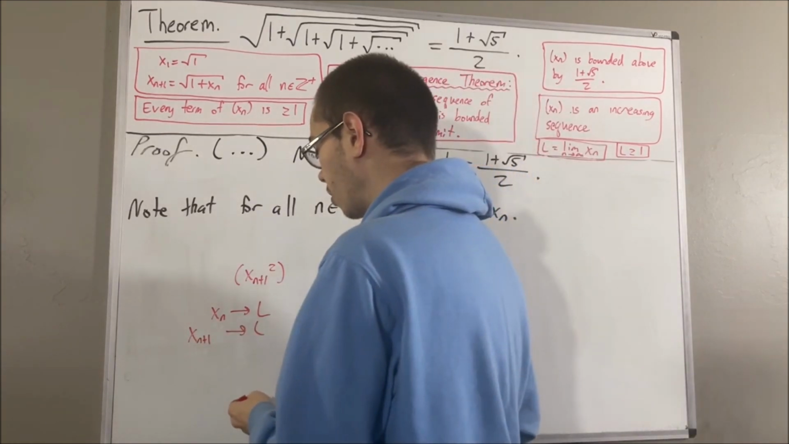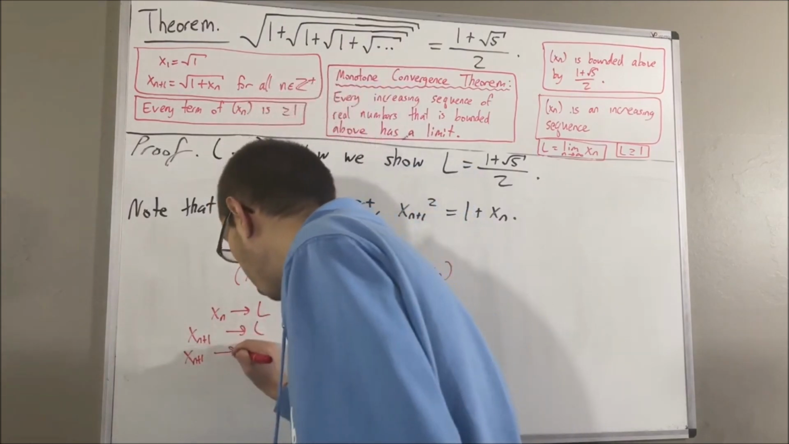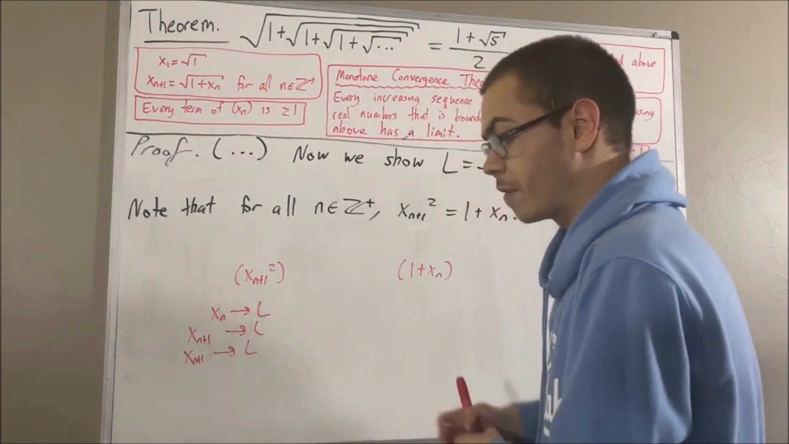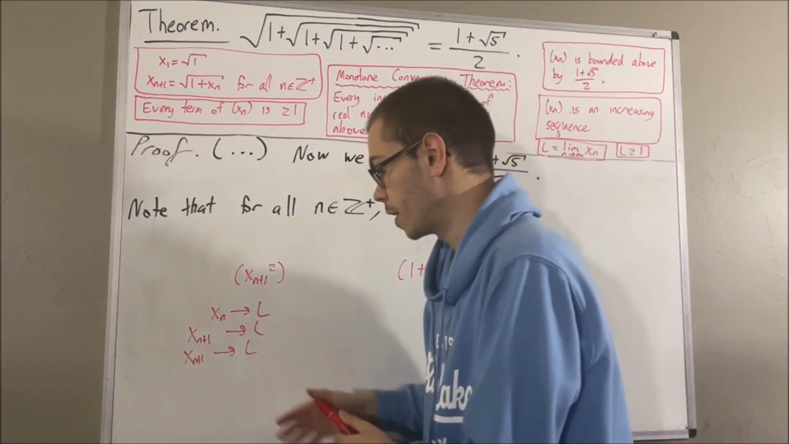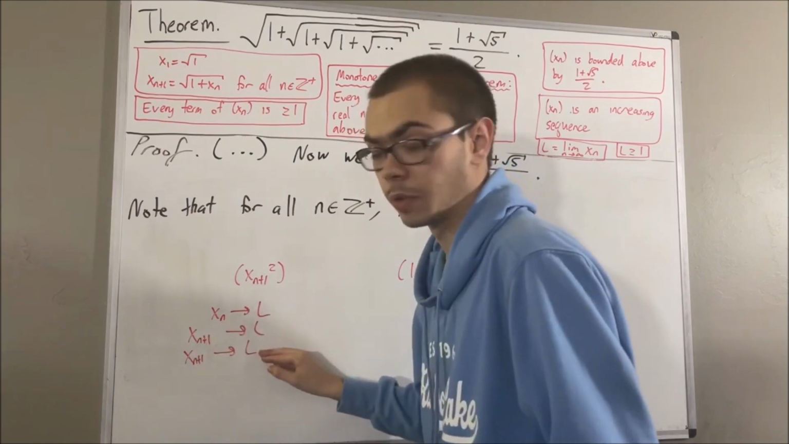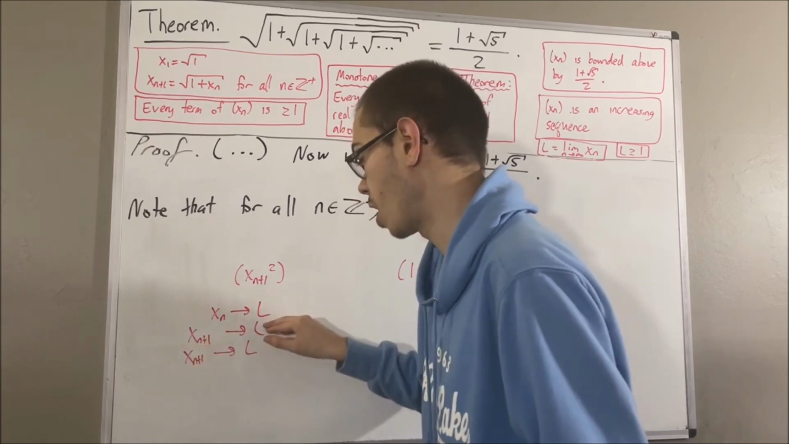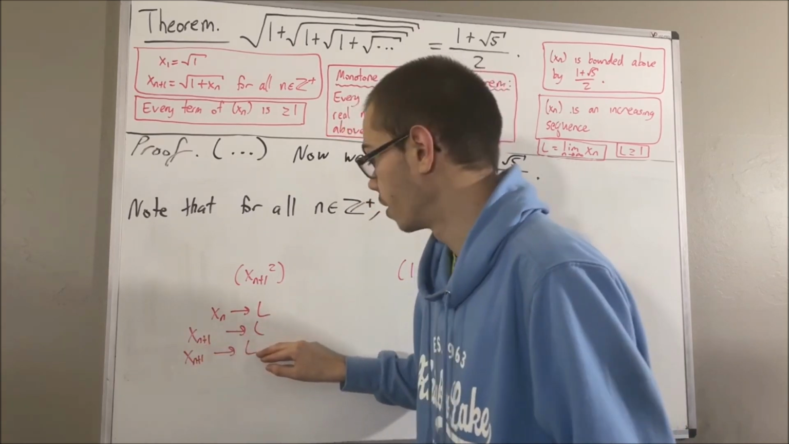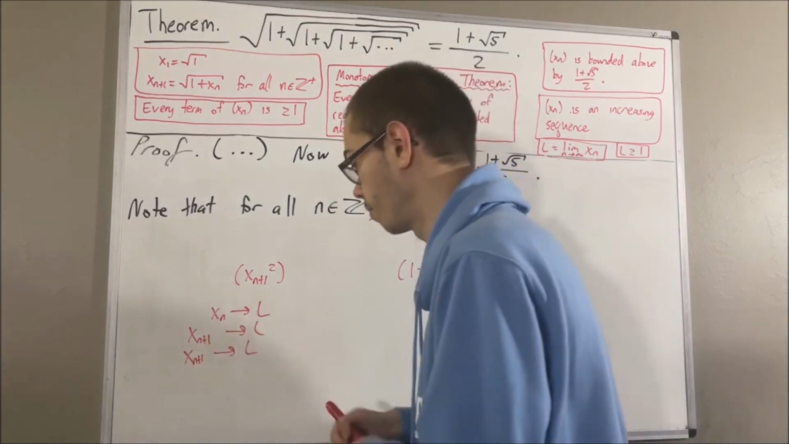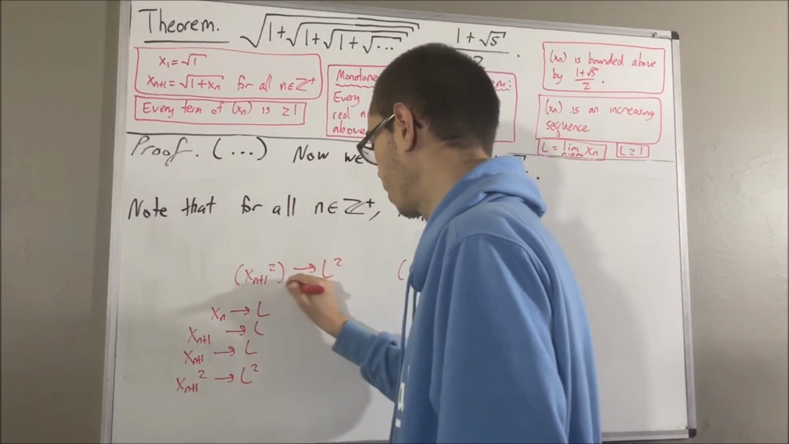And then let's use another property of limits. For instructional purposes, I'm going to write the same thing again. We actually have a product rule for limits, which tells us if we have a sequence converging to a limit and another sequence converging to a limit, then the product of those two sequences will converge to the product of those two limits. And so x_{n+1} squared must converge to L squared. So really, this sequence will converge to L squared.